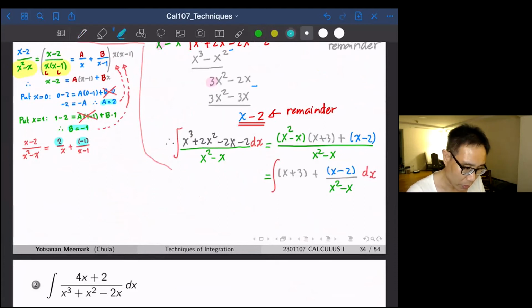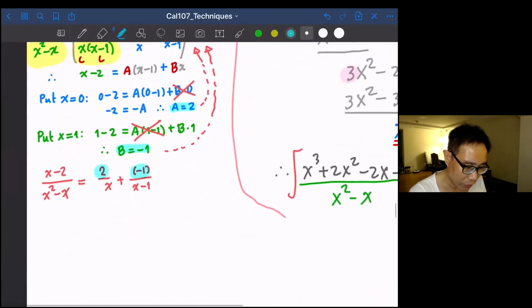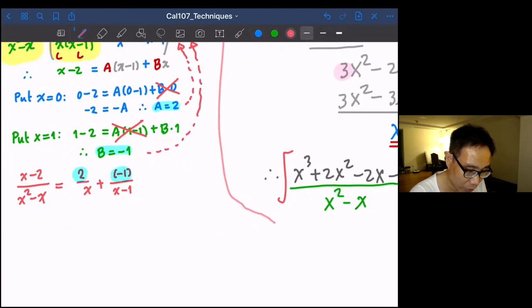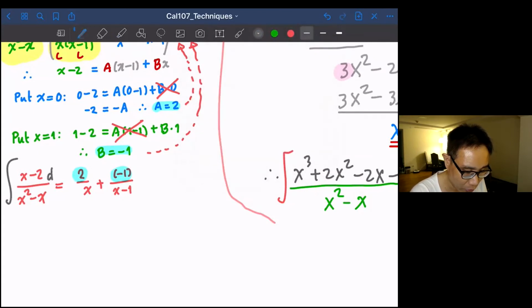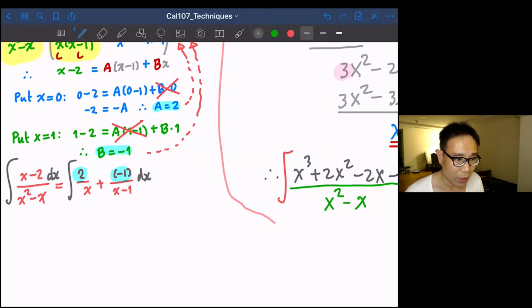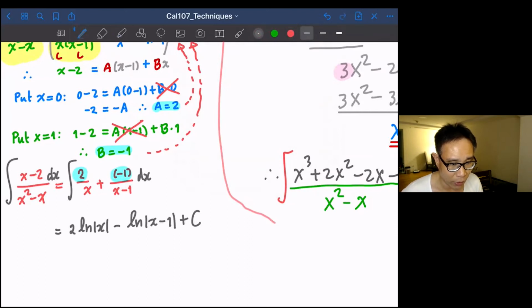You're going to be able to use this decomposition in order to find this integral. If you'd like to integrate this guy dx, when you integrate this one, you would get 2 log absolute x, and the next thing will be negative log absolute x minus 1, plus c. So it turns out to be 2 log absolute x minus log absolute x minus 1 plus c.